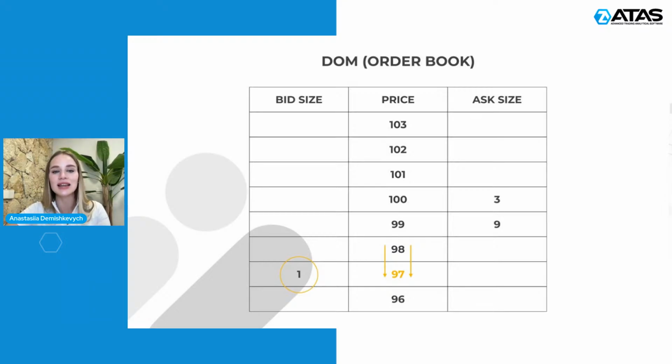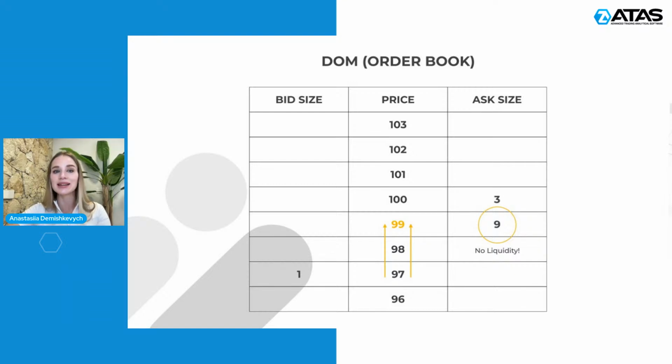Now let's have a look at the 98 level. There are no more limit orders left there. And as you know by now, a market order doesn't specify the price. It simply executes at the first available limit order. So where is the next available sell limit order? The next available sell limit order is at $99 per contract. And at 98, we have no liquidity, no limit orders.